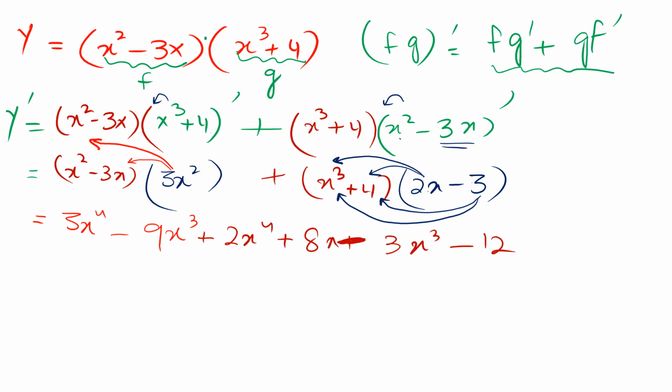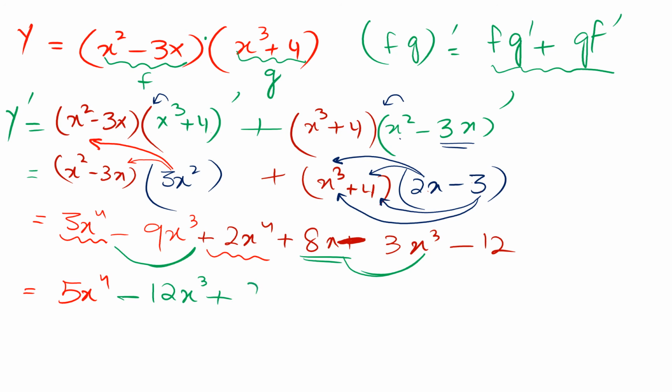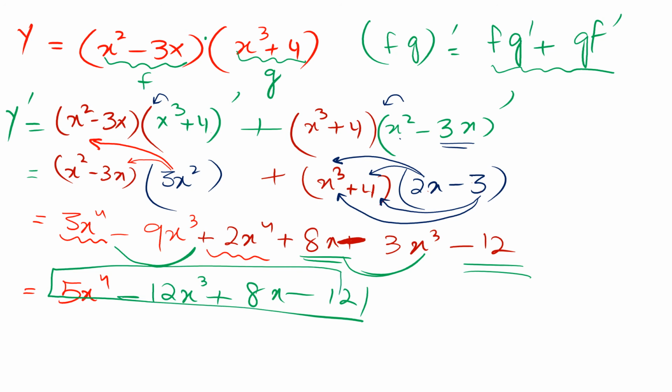Now combine, add or subtract the like terms. So here you have 3x to the power 4 and 2x to the power 4. You will get 5x to the power 4. Here you have 9x cubed with a negative sign and you have negative 3x cubed. So you will get negative 12x to the power 3. Then you have 8x separately, so just write it down, and you have negative 12. So write them together and this is your answer. I hope that you understood how we can apply the product rule, and now in the next video we will see how to use the quotient rule of differentiation.